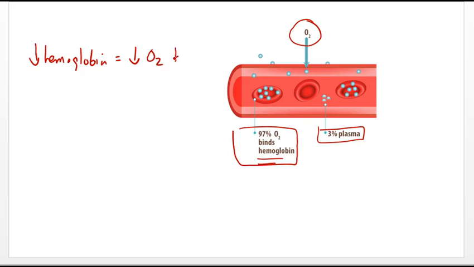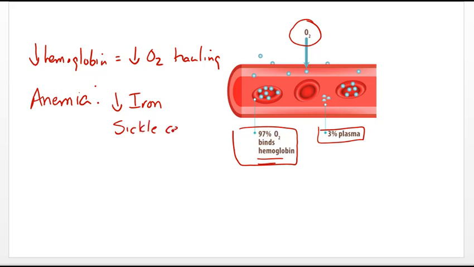We call conditions that decrease blood's oxygen carrying capacity anemias. Now, there are many different types of anemia that you're going to learn about in class. A couple examples are iron deficient anemia, sickle cell anemia. Even bleeding creates anemia because the hemorrhage removes blood, so there's less oxygen carrying capacity.